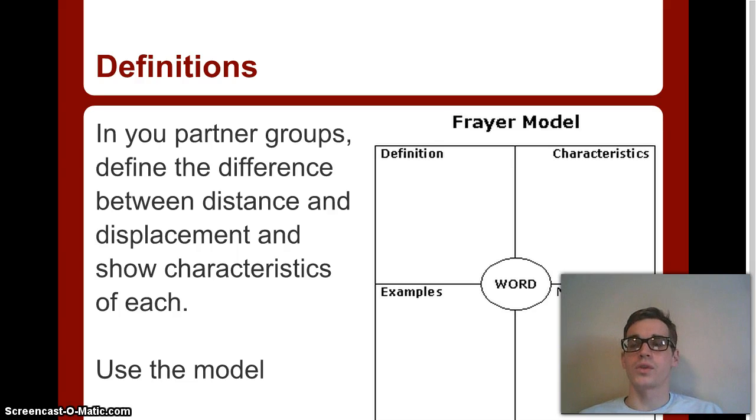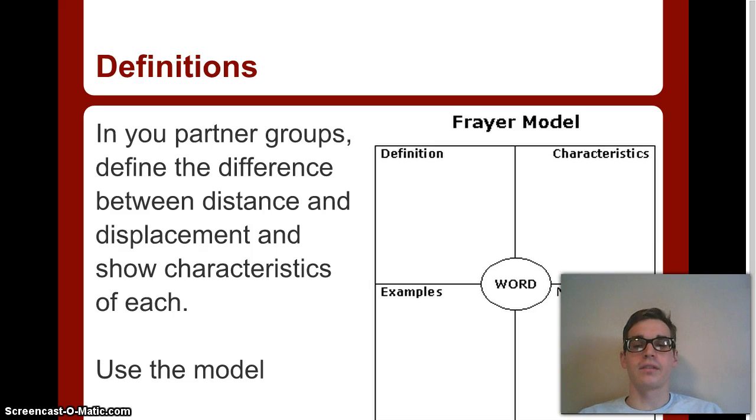Good. What are some examples? Yeah, going to the grocery store is a good example, because you go a lot of different routes to the grocery store, so you can have different distances. Very good. What are some non-examples? Yeah, there are a lot of non-examples. Displacement also could be distance. Yeah, very good. That's a good way to think of that.